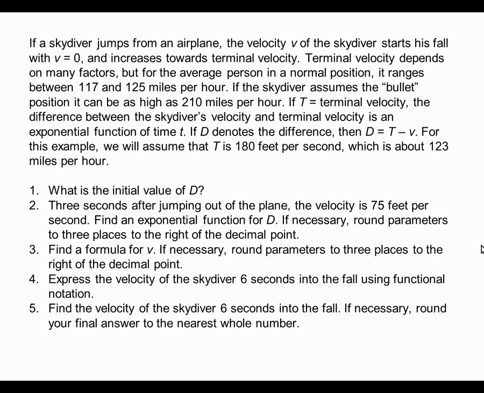Question 3. Find a formula for v. If necessary, round parameters to 3 places to the right of the decimal point. Question 4. Express the velocity of the skydiver 6 seconds into the fall using functional notation. And question 5. Find the velocity of the skydiver 6 seconds into the fall, and if necessary, round to the nearest whole number.